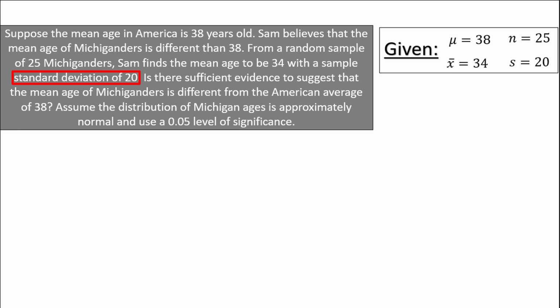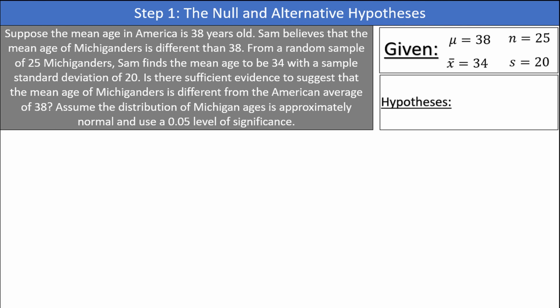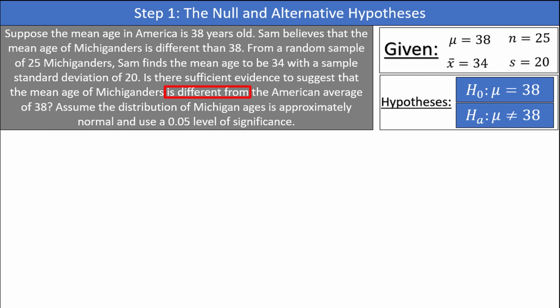At this point, we are ready to go through the 3 steps of the hypothesis testing procedure. Step 1 is to write out the null and alternative hypotheses. The null hypothesis always has a symbol that indicates equality, and in this case, that is that the population mean is equal to 38. This age applies to all Americans, and Sam thinks that the mean age for Michiganders differs from this value, but he doesn't suggest anywhere that the true age is either higher or lower than 38. That means we have a two-tailed test, with a not equal to sign in the alternative hypothesis. The phrase "is different from" also is a strong indication that this is a two-tailed test.